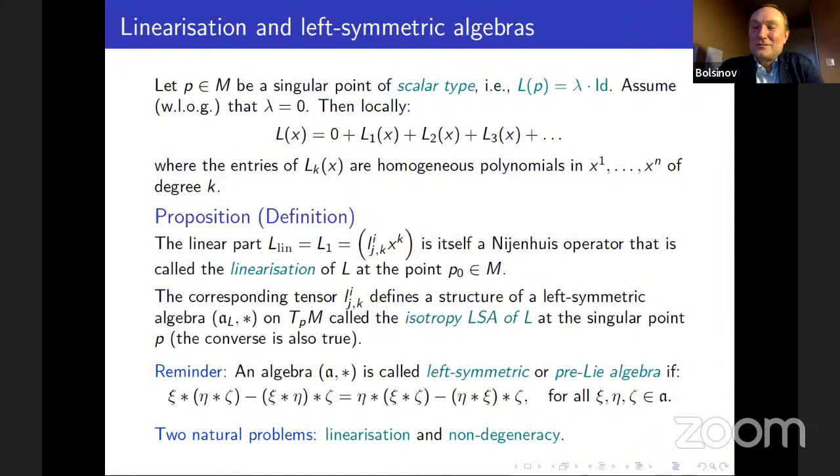In Poisson geometry, this linearization will be the Lie algebra, of course. In this case, what is it? Let's do the same. These are linear functions of this kind. I can treat the coefficients of these linear combinations as structure constants of a certain algebra. So what about this algebra? It appears that this object is well known in algebra, and it is called a left-symmetric algebra or pre-Lie algebra. We will refer to it as the isotropy left-symmetric algebra for a given operator L.